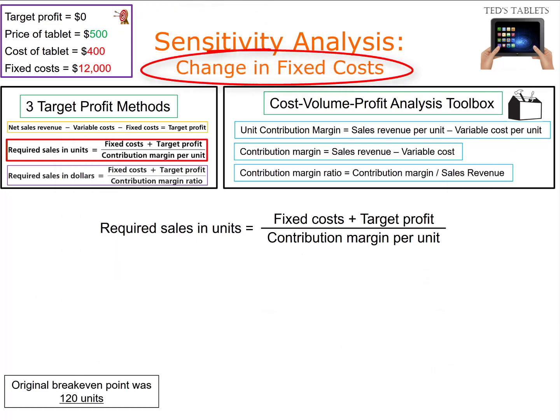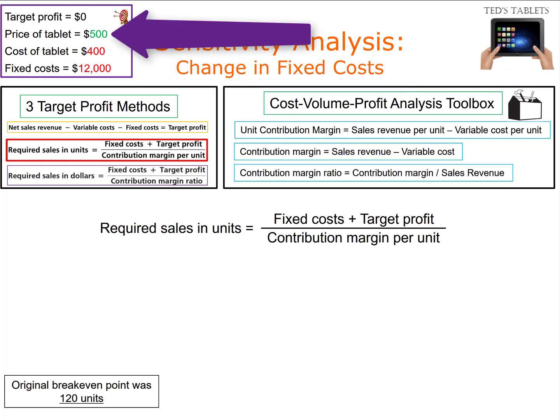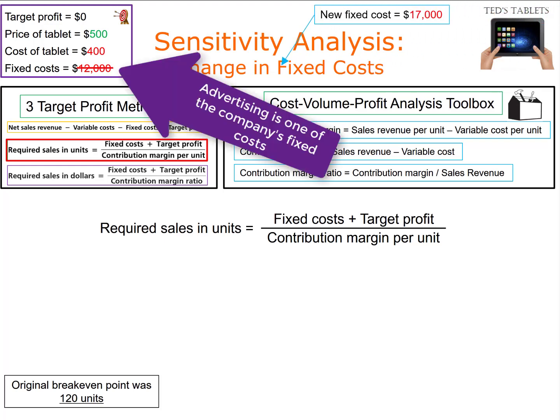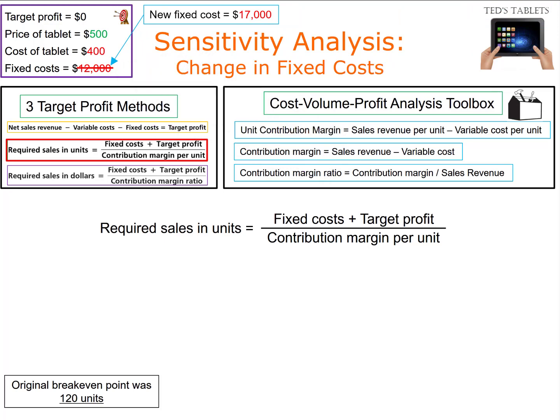Lastly, I'll show you how changes in fixed costs can affect break-even. We'll assume the original $500 sales price per tablet and the original $400 cost per tablet. But the company now wants to increase advertising by $5,000. So now fixed costs have increased from $12,000 to $17,000.